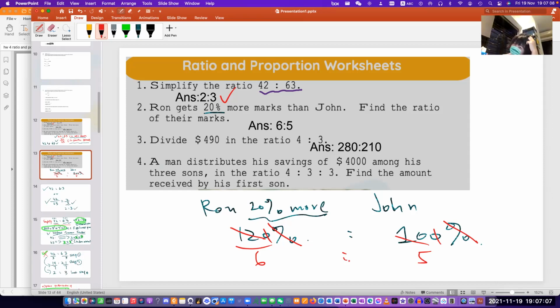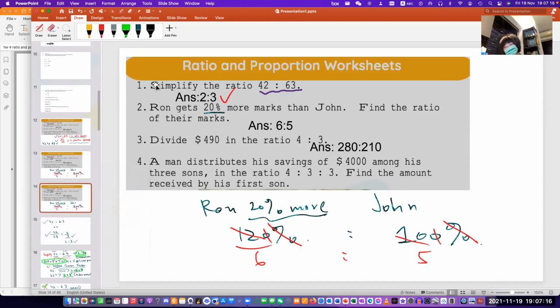But if you don't want to use the primary 6 knowledge, you can actually make use of the HCF, right? You want to make use of the HCF because you have learned the concept of HCF. I'm going to show you how.